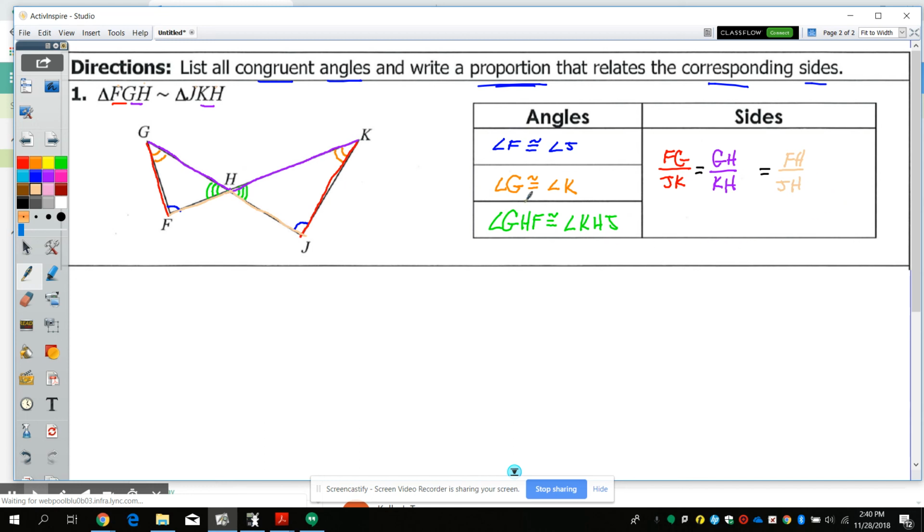Okay. So the angles are congruent and the sides are proportional. This is how you're going to answer a question like this.